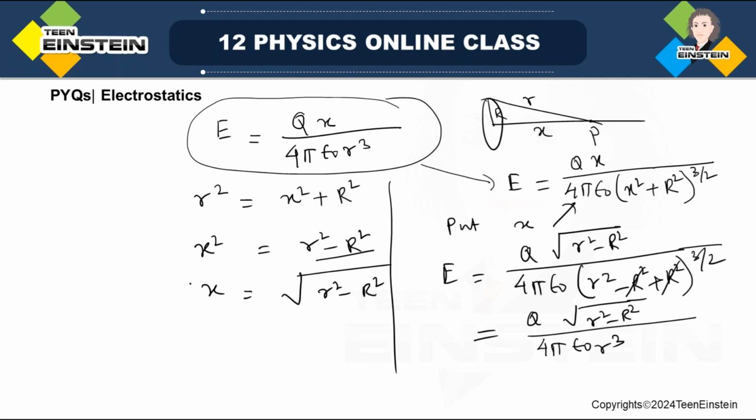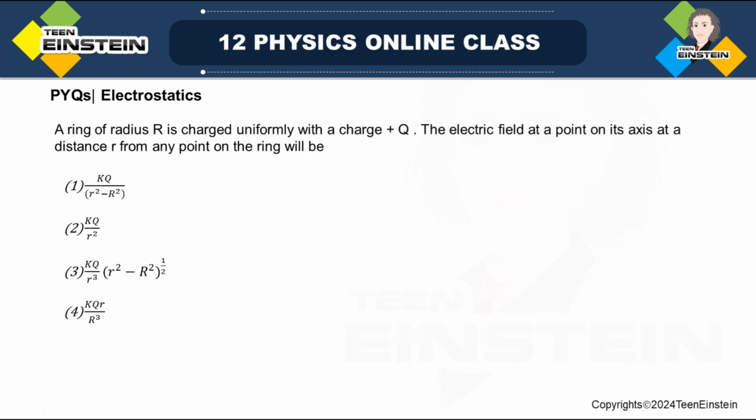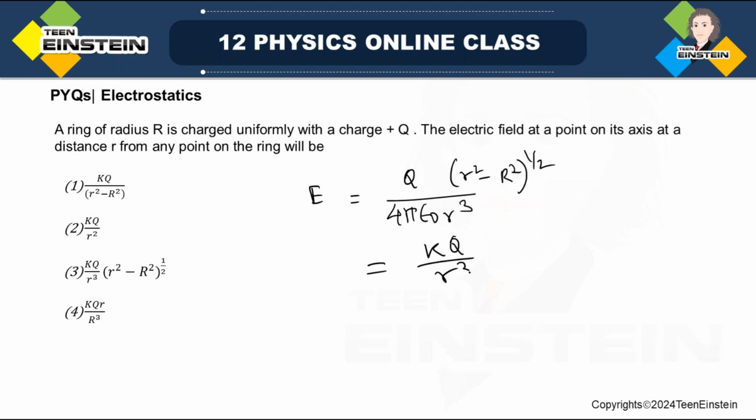Okay, so finally I'll clean everything and write down what I have got. E is equal to q times small r square minus capital R square whole to the power half divided by 4 pi epsilon naught r cube. So this is the answer I have got. So this I can write as kq by r cube into r square minus capital R square whole to the power half. Okay, so option 3 will be the correct answer for this question.